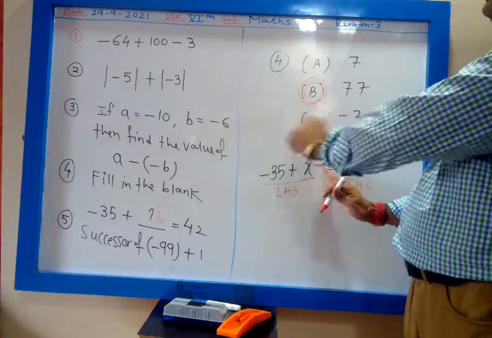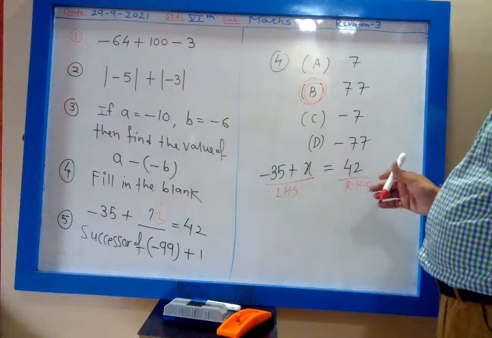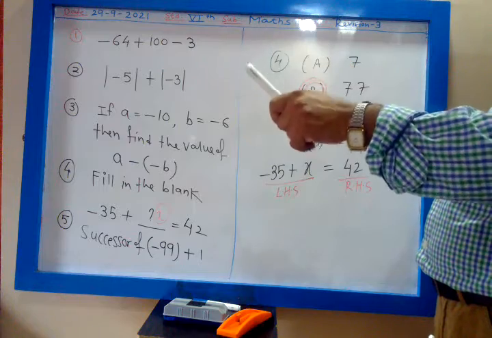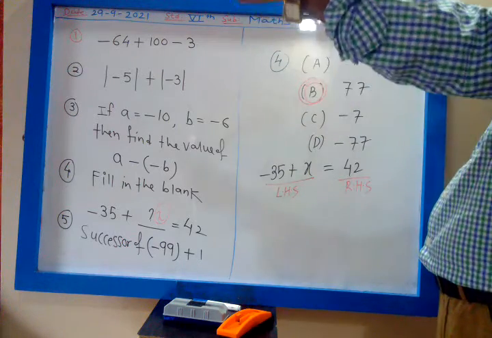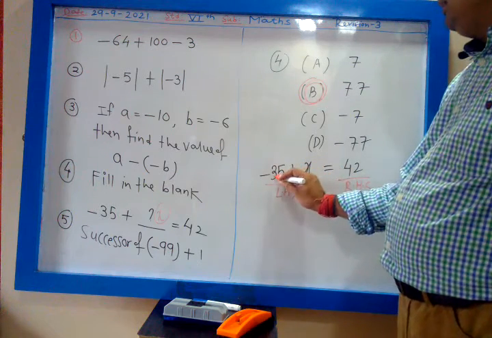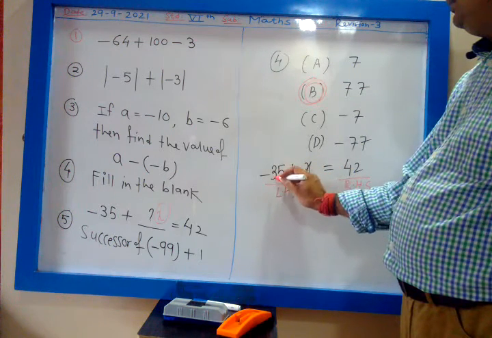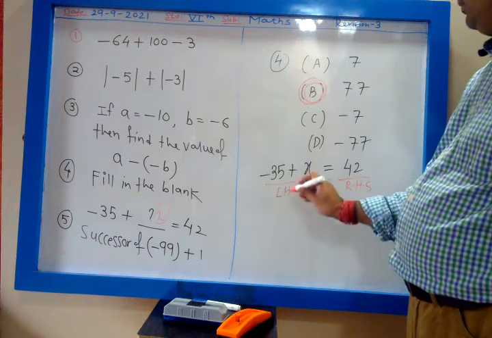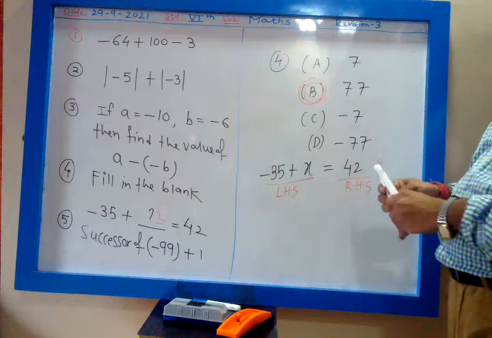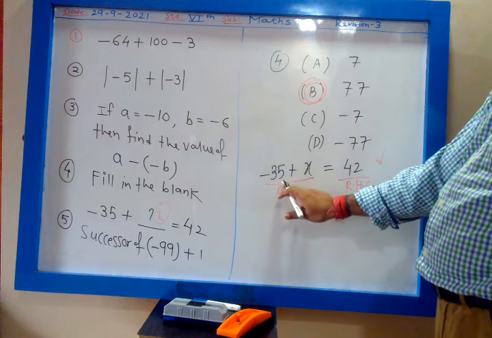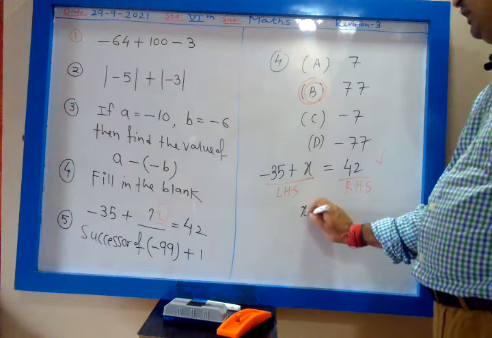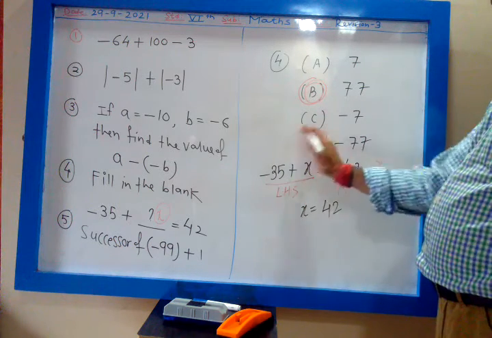Before the equal to sign is my left hand side, after the equal to sign is the right hand side. Whenever you change the side of any number, the sign changes. Plus becomes minus, minus becomes plus, multiplication becomes division, division becomes multiplication. So now let us see. Minus 35 is on the left hand side and it has a minus sign. When you take minus 35 to the right hand side, it will become plus 35. So x is equal to 42 plus 35.